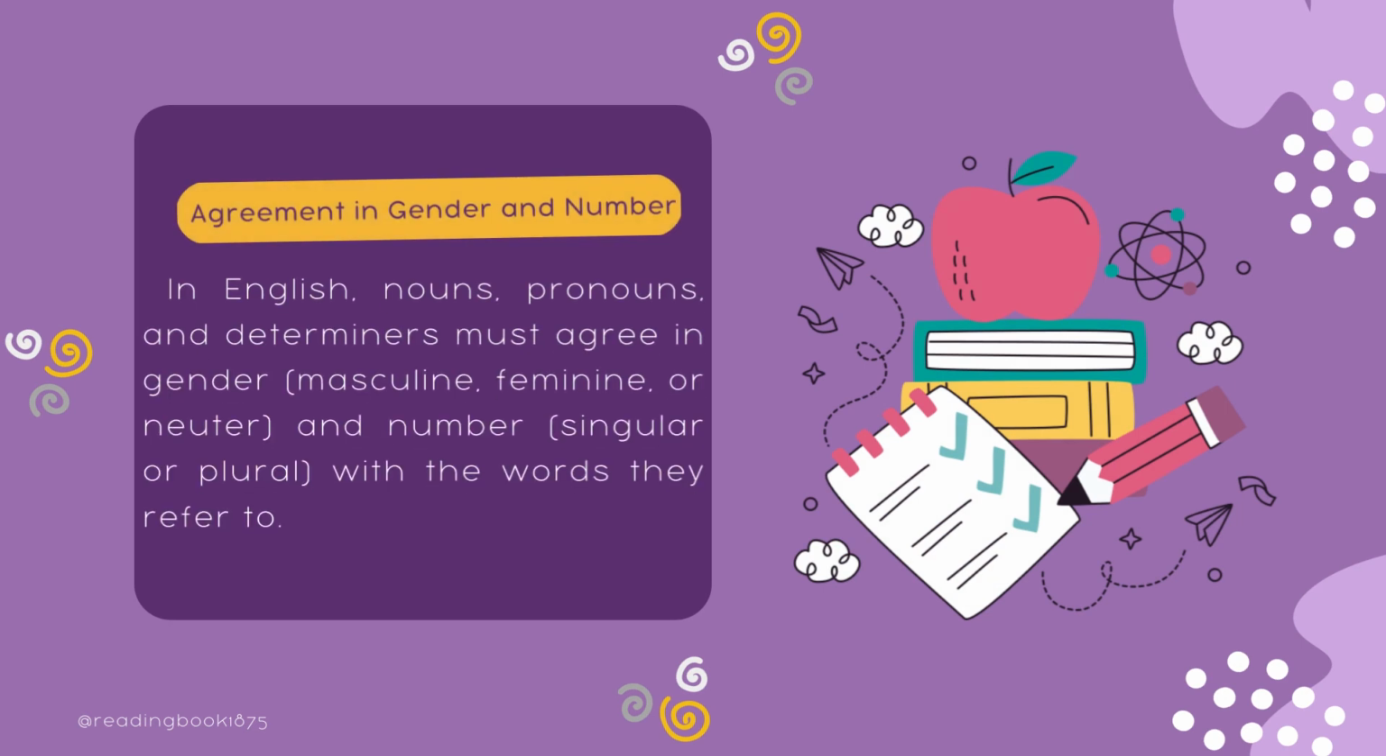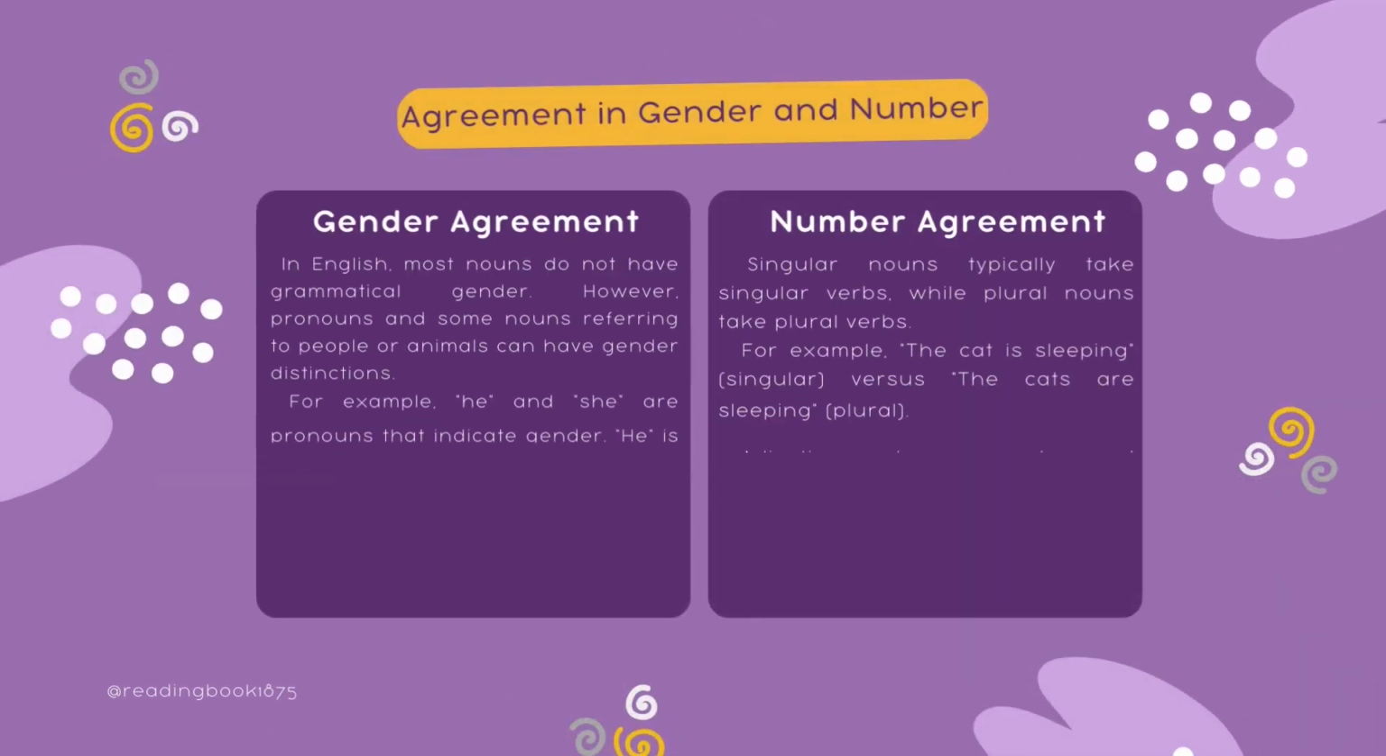Agreement in gender and number. In English, nouns, pronouns, and determiners must agree in gender (masculine, feminine, or neuter) and number (singular or plural) with the words they refer to. Agreement in gender and number.